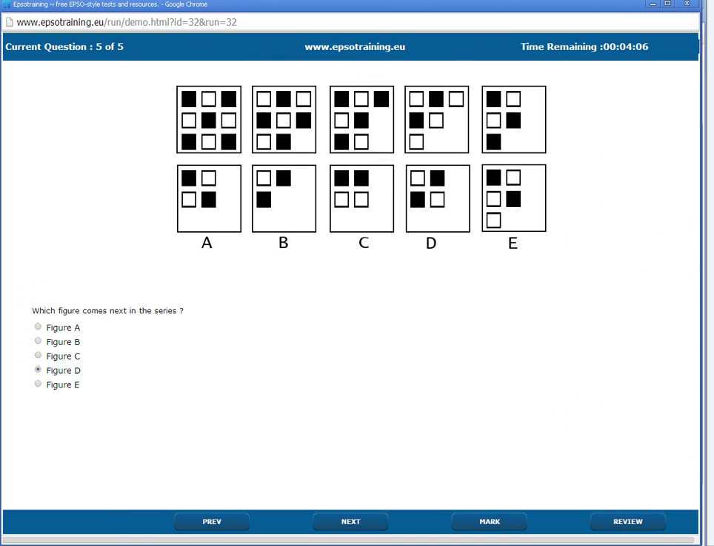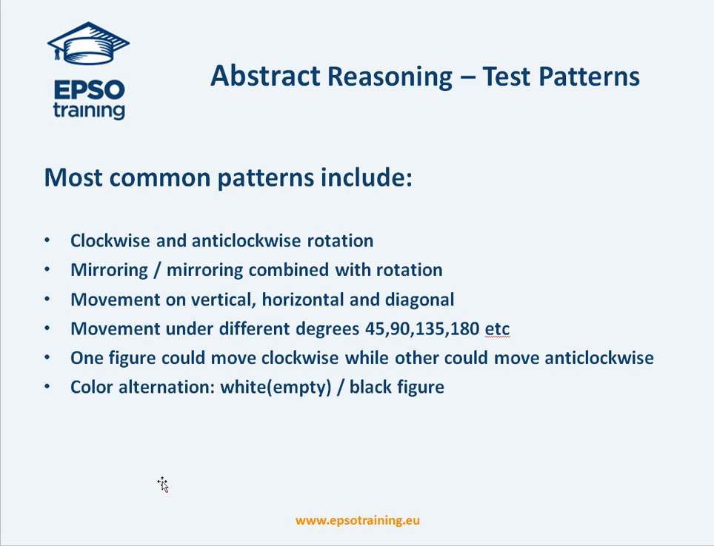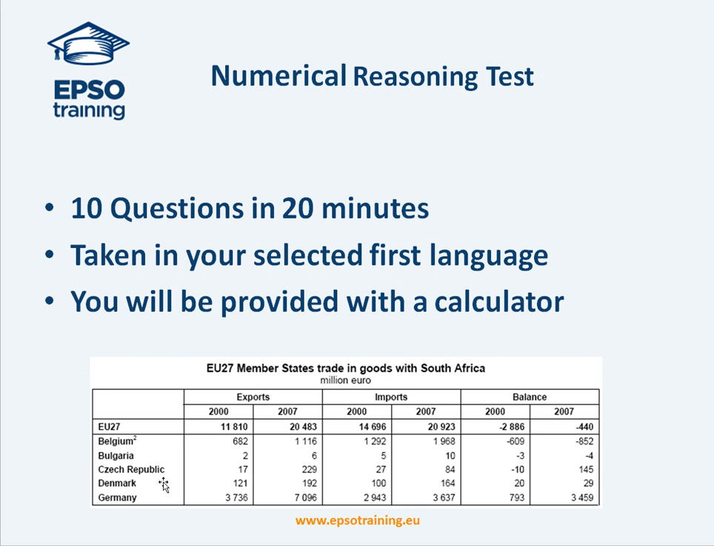Okay, now that I have shown you these 2 examples, it's time to move on to the next pre-selection category, the numerical reasoning test, which also comprises 10 questions which you need to solve in 20 minutes. The test is also in your selected first language and you will be provided with a calculator, but there will also be a software calculator in the exam interface which you could use.